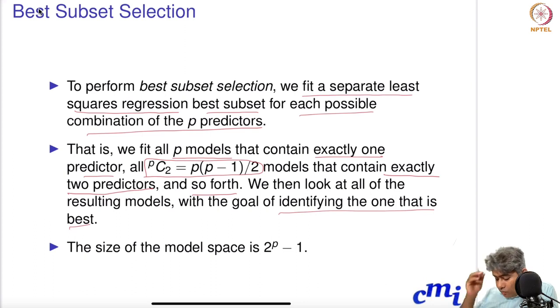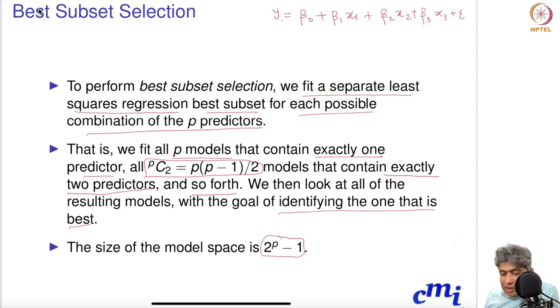Now the problem is the model space, that means the number of models that we have to fit, is 2 to the power P minus 1 many models. If I have P many features, suppose y equals beta naught plus beta 1 x1 plus beta 2 x2 plus beta 3 x3 plus epsilon. Suppose I have a data set which has only 3 predictors. Now how many ways can we fit the model?